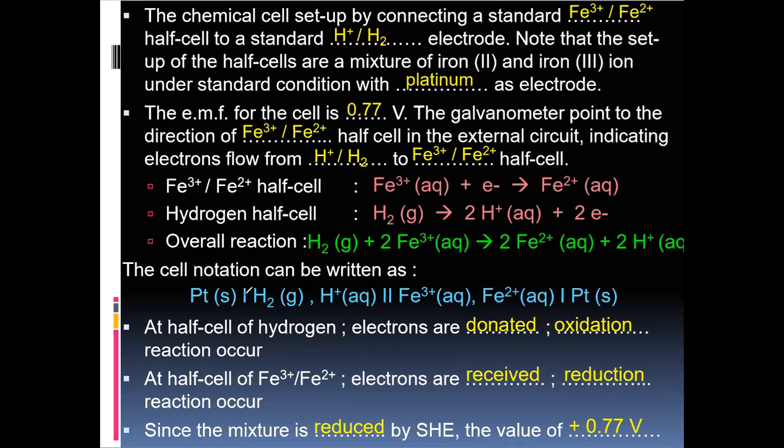The cell notation can also be represented the same way. We have it this way. Now, how do we represent this one? You also have your Fe3+, comma, your Fe2+, and then your platinum. I told you we are using a platinum electrode. So the same information goes. Since the mixture is reduced by SHE, the value is plus 0.77 volts.